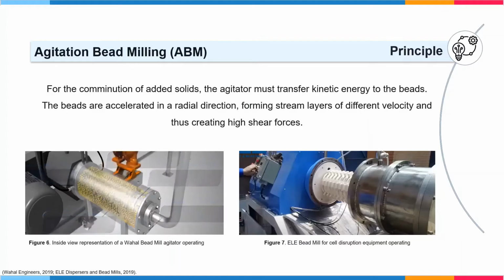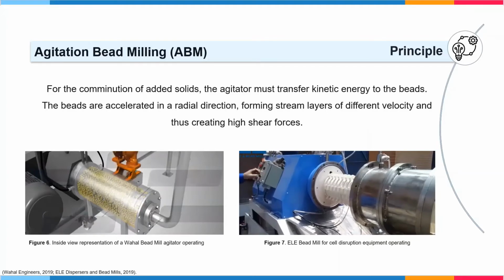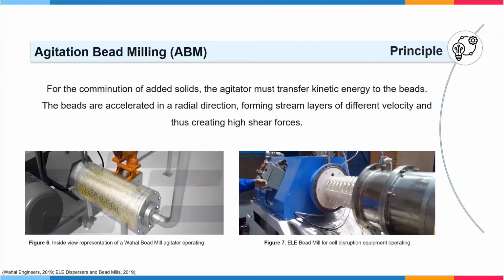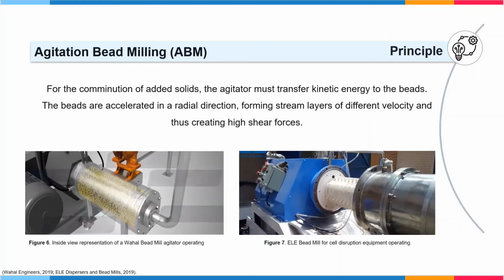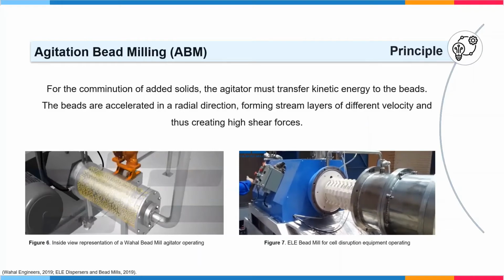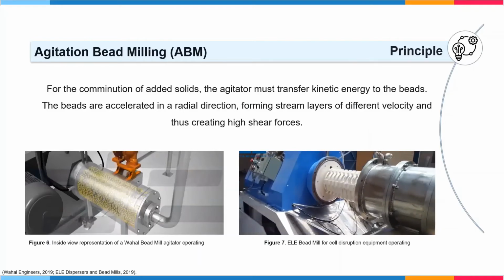The differential velocity between the layers is influenced by the size and density of the beads, and the distance to fixed or rotating parts in the grinding chamber. The energy of the grinding elements is maximal at the periphery of the agitator disc, while it is minimal at the chamber wall and near the axis.